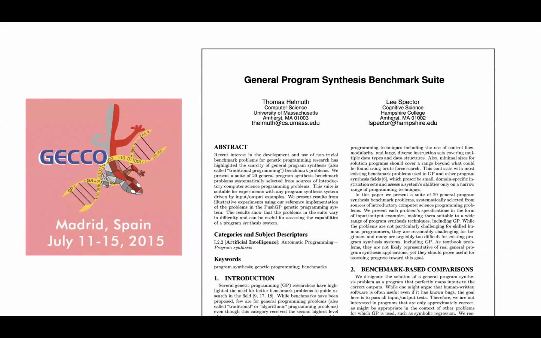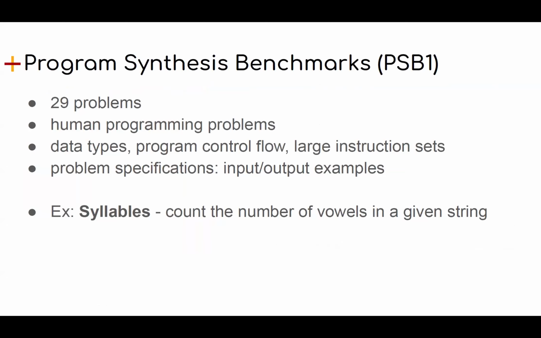And so a few years later, actually in 2015, just up the road in Madrid, we published this paper that's receiving the award on the General Program Synthesis Benchmark Suite. This paper put together a set of 29 benchmark problems that were all taken from programming textbooks, specifically introductory textbooks. And so these are problems that humans use when they're learning to program. And so we thought, well, if humans use these problems when they're learning how to program, perhaps we can show that GP can also learn and grow and improve by using similar problems.